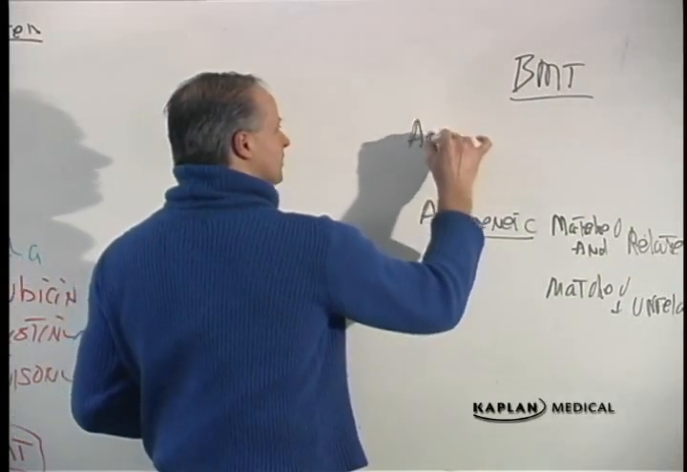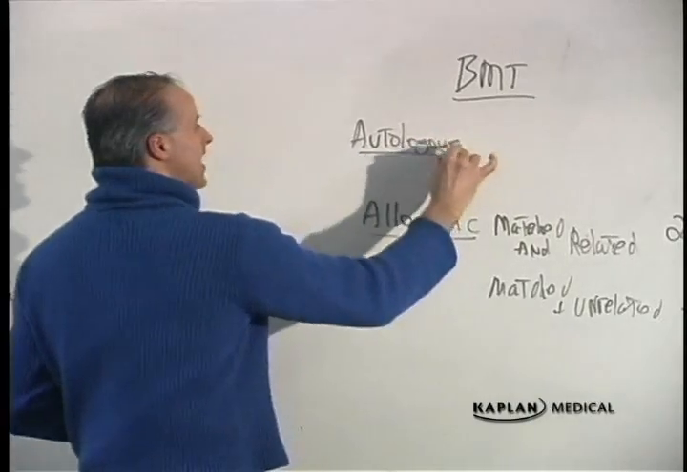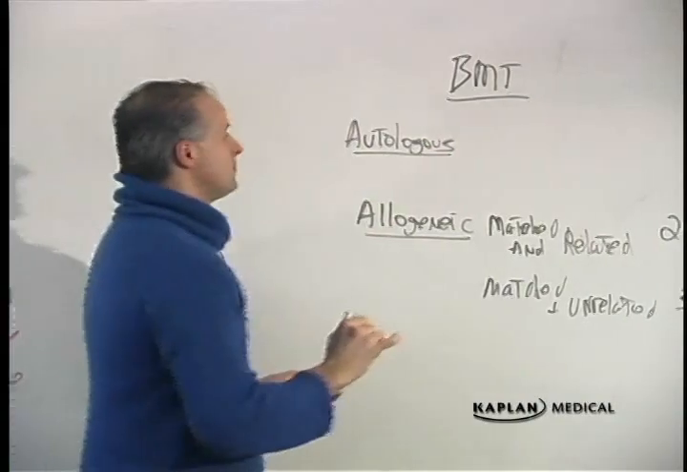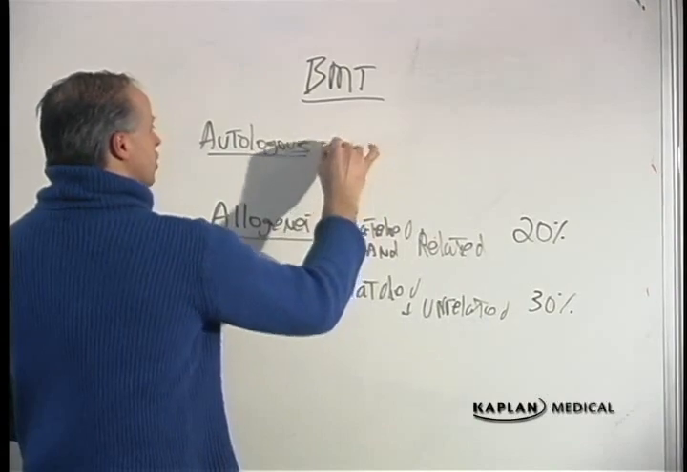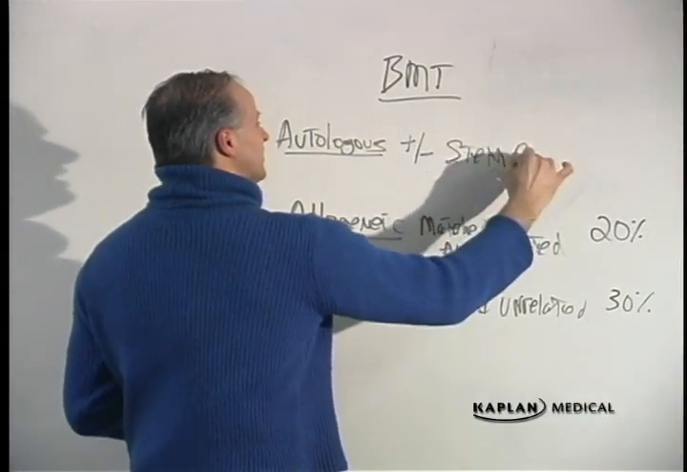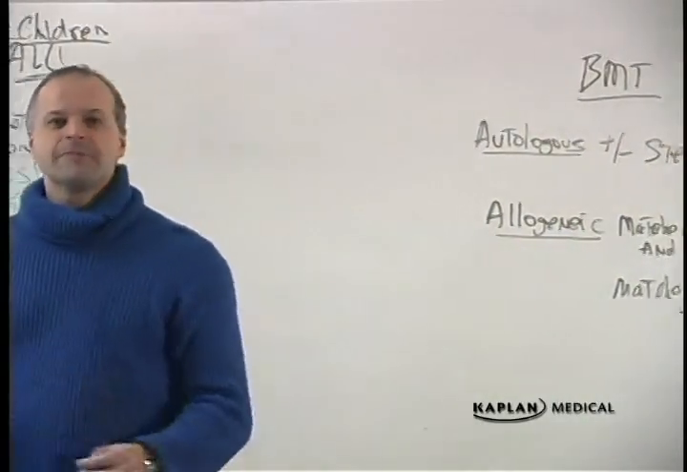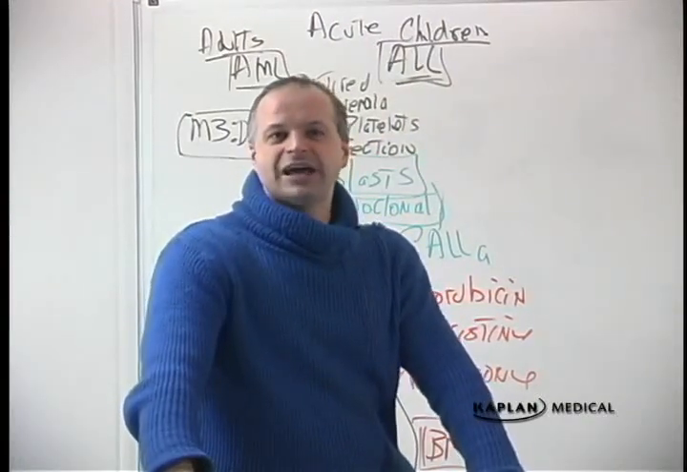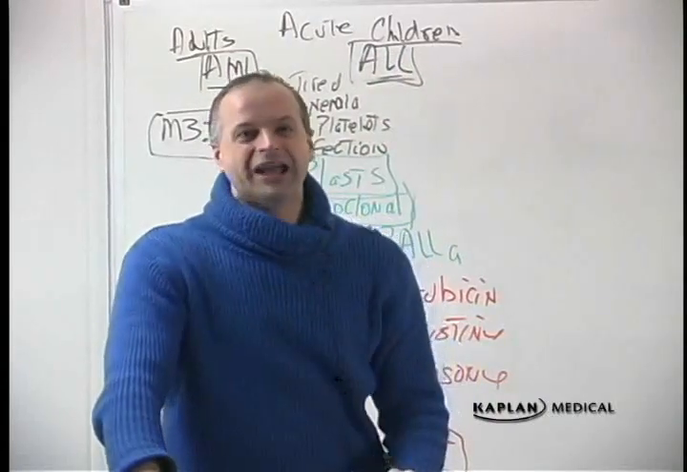Autologous means we take your own marrow and put it back into you. And it could be with stem cells or no stem cells. Autologous might be with or without using stem cells. Now, stem cells are the early progenitor cell in the bone marrow. The benefit of using stem cell transplants is that you're giving cells that are already grown up a little bit, and it grows back faster.